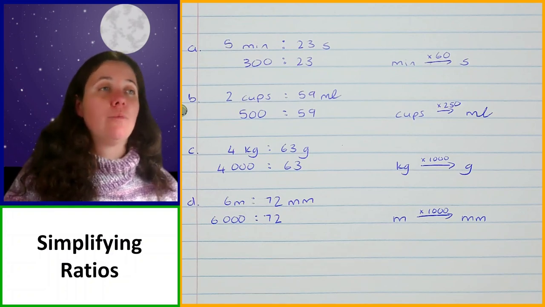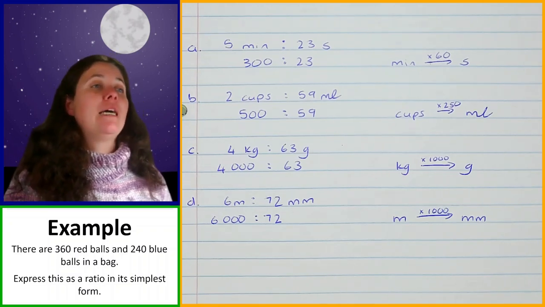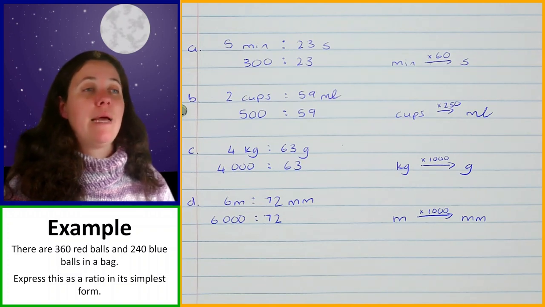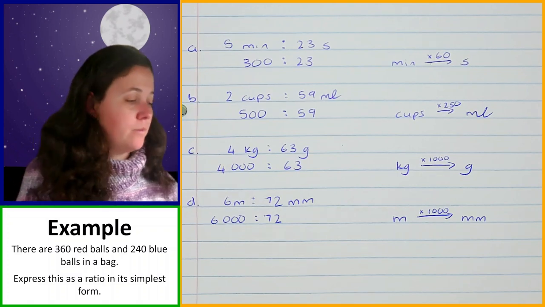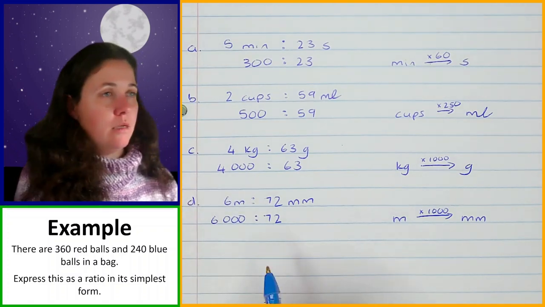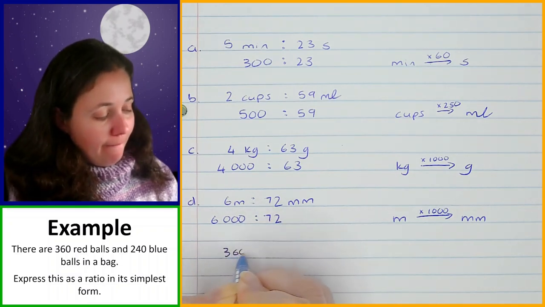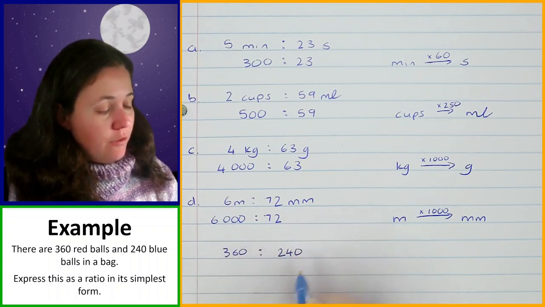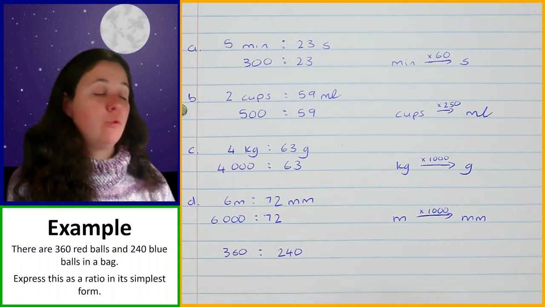Okay, so let's do an example where we're going to simplify a ratio. In this example, there are 360 red balls and 240 blue balls in a bag. We need to express this as a ratio in its simplest form. So we've got 360 to 240.